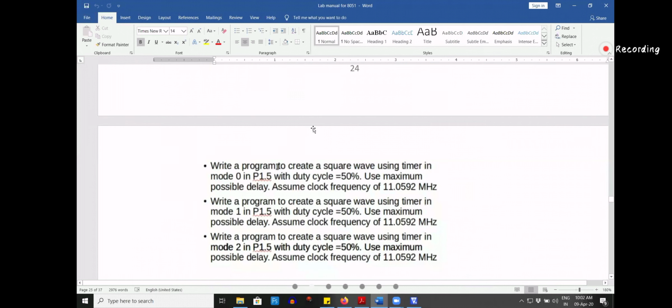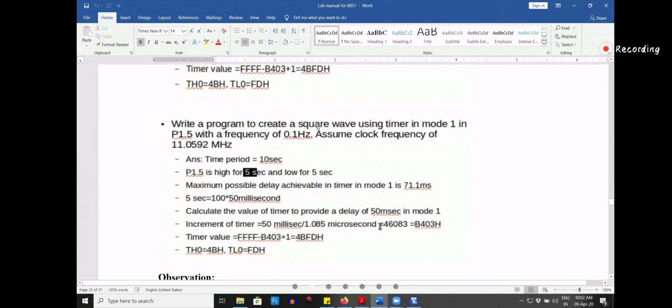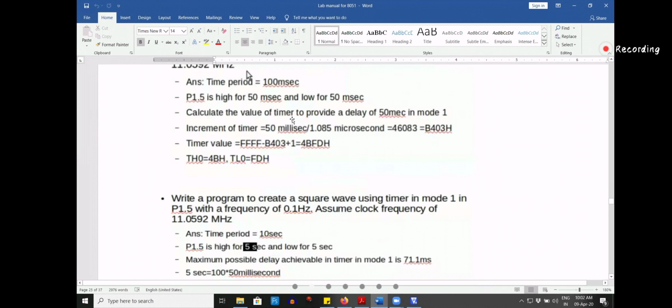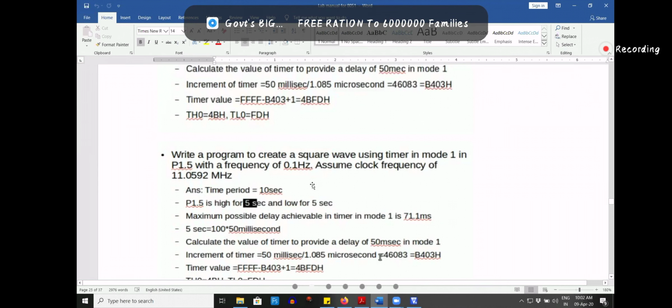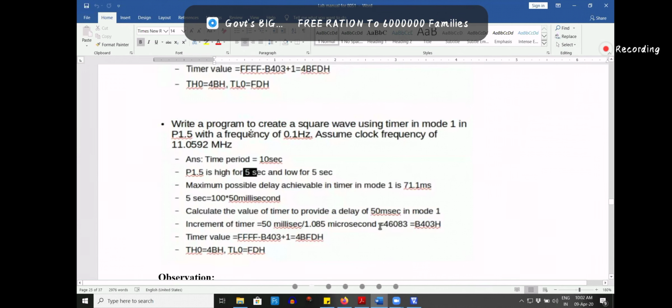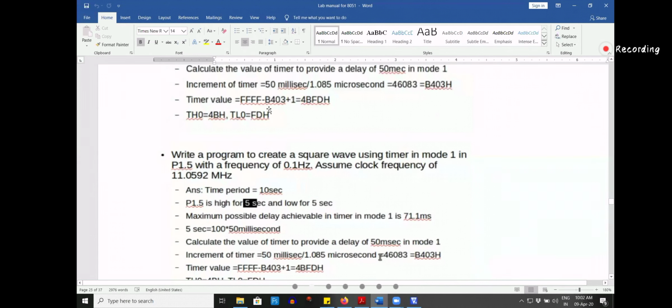Did you understand this question? Yes, sir. Next question. This was the first question, and the second one is trickier. Write a program and okay, wait.